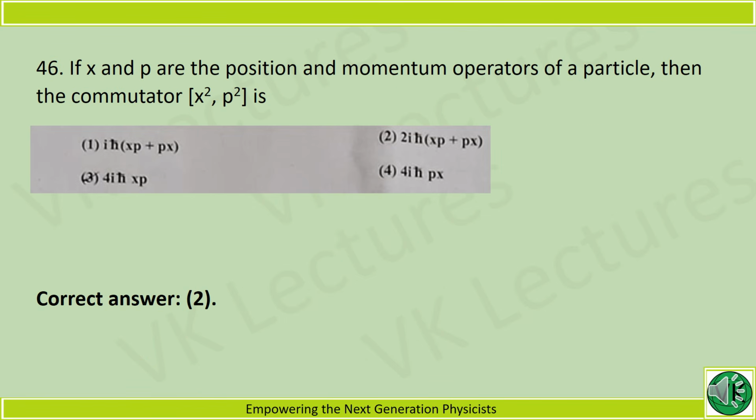If x and p are the position and momentum operators of a particle, then the commutator of x square and p square is, again, the answer: 2i h cross times (xp plus px).